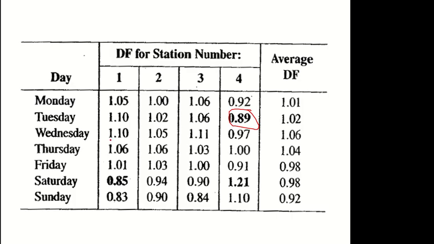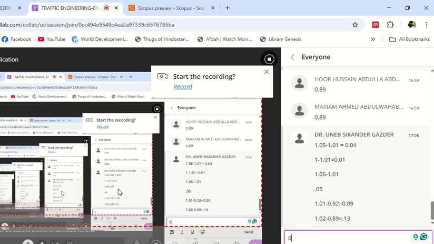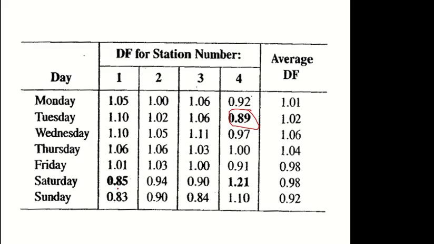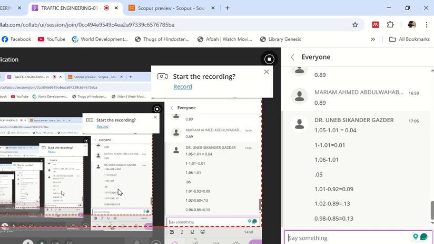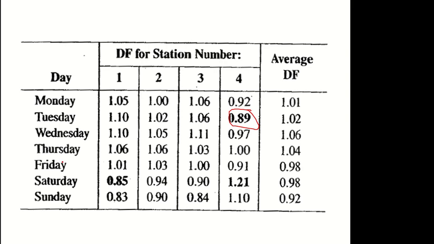If I look for Wednesday, 0.1, 0.06, 0.05, 0.06, 0.11, 0.06, 0.97, 1.06, again all of them satisfy the rule. Thursday, no problem. Friday, you can check these values one by one at your own time. I'm just going quickly through them. On Saturday, this is where we have most of the problems. We have 0.98 and 0.85. So this one violates the rule. 0.98 minus 0.85 will give you 0.13. So this one violates the rule. Again, I will make my own mark here.